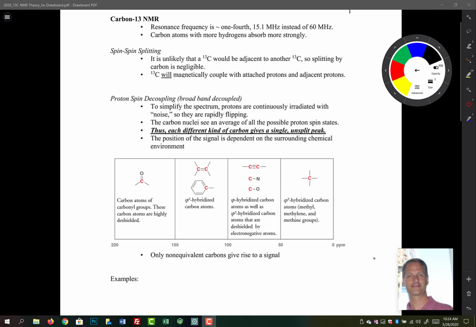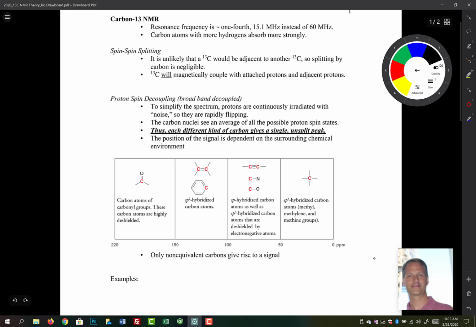Now, as far as spin-spin splitting, it's unlikely that we're going to have carbon-13 atoms because they're more rare, so it's unlikely that we'll have them neighboring to another carbon-13 atom. So splitting by carbon is negligible. However, carbon-13 will magnetically couple with attached protons and adjacent protons. So we'll talk about that a little bit more on the next page.